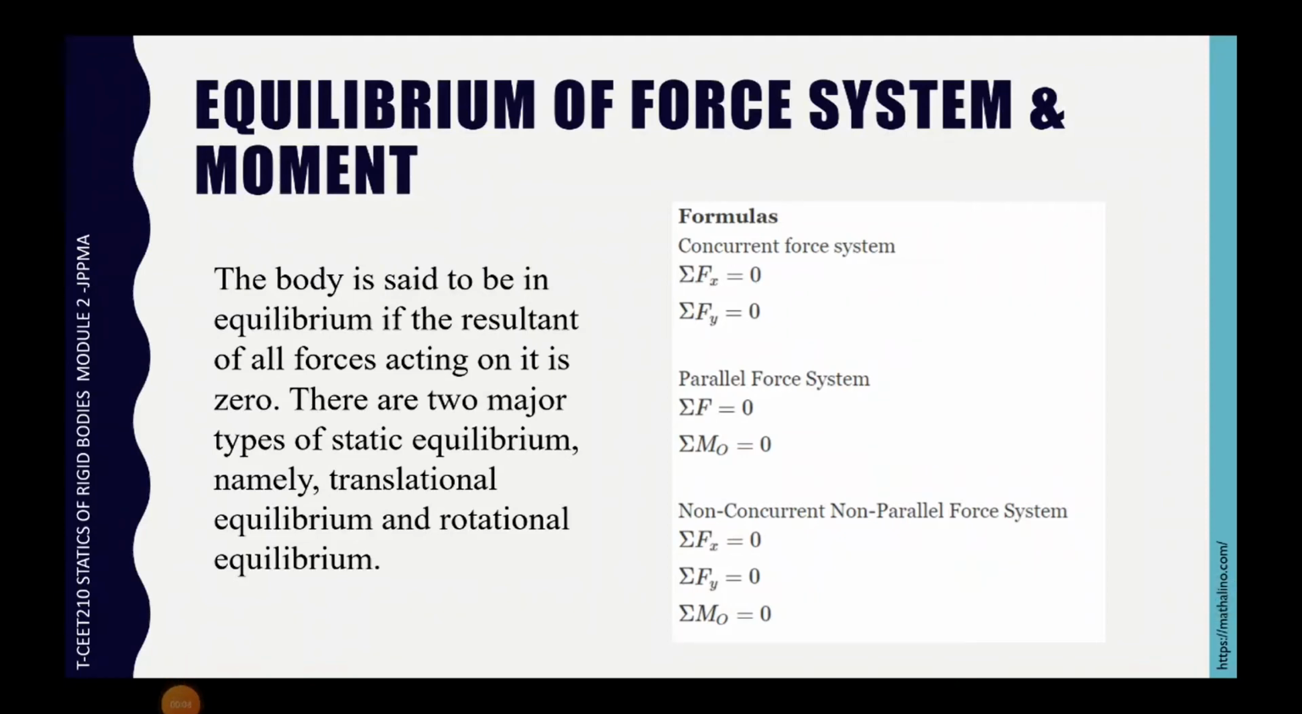Hi everyone, today we will talk about equilibrium of force, system, and moment. The body is said to be in equilibrium if the resultant of all forces acting on it is equal to zero. So, there are two major types of static equilibrium, namely translational equilibrium and rotational equilibrium.